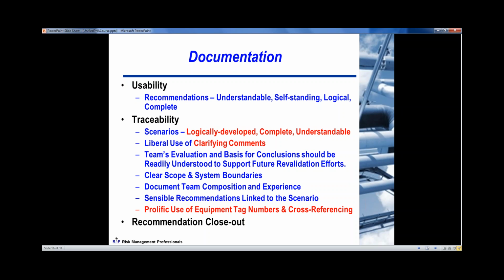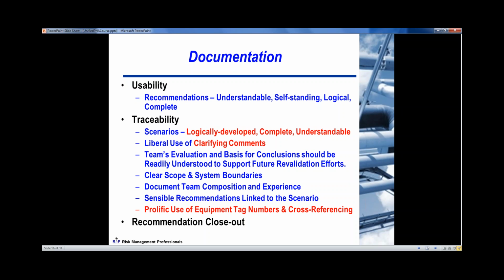As an added bonus, if you do good equipment definition and tag numbers, gosh, it can be really handy for your management of change program later, because you've got that HAZOP study. You can search very easily, and you can find out the scenarios where equipment working, not working, or failing really had an impact. And that can help you make easier decisions and better decisions for management of change.